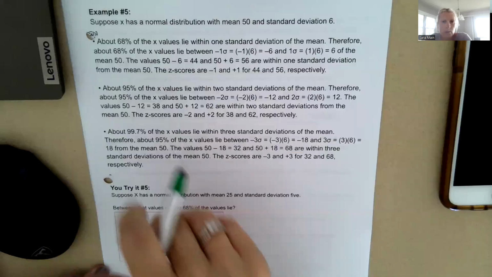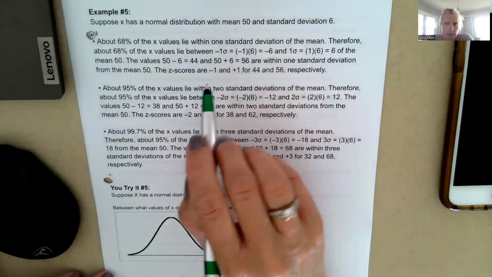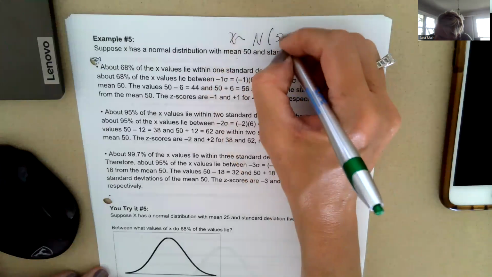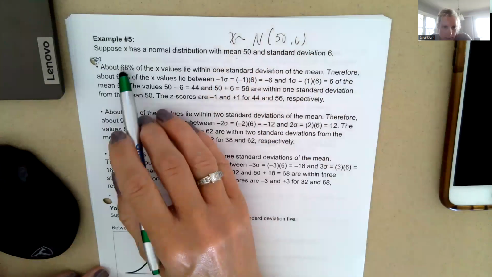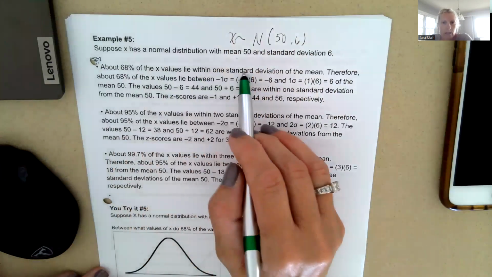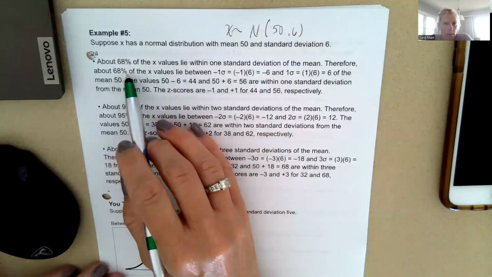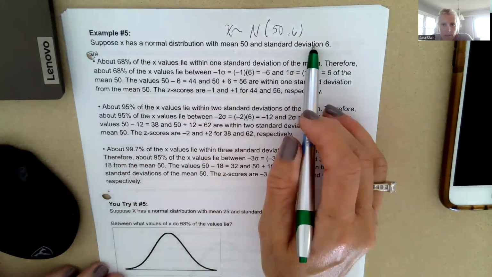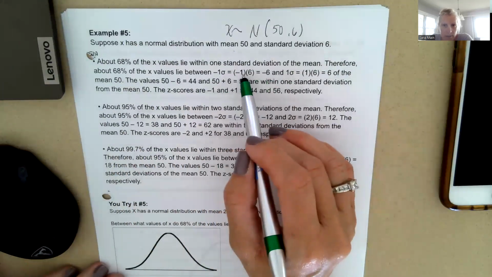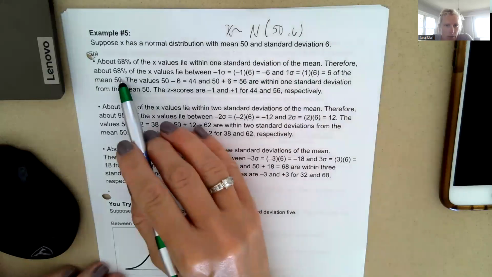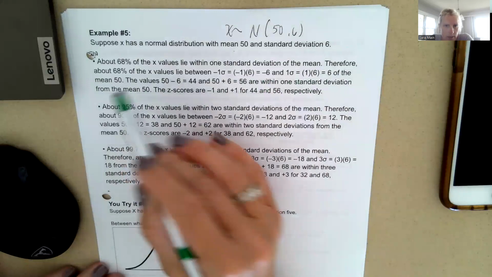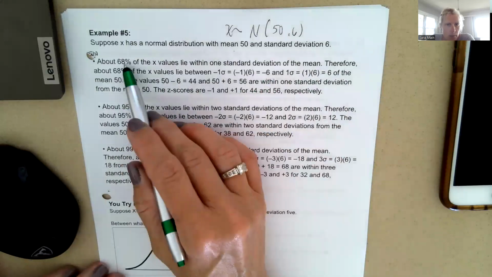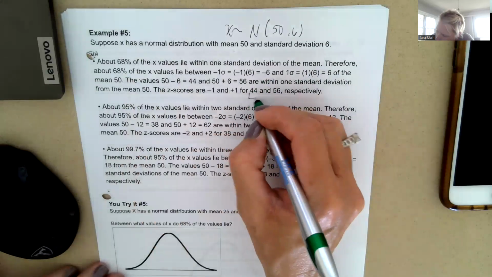Suppose X has a normal distribution with mean 50 and standard deviation 6. So X is distributed with 50 and 6. About 68% of the X values lie within one standard deviation of the mean. One standard deviation would be negative 1 times 6 up to positive 6, so between negative 6 and positive 6 of the mean 50. If you take 50 and subtract 6, that's 44, and add 6 is 56. So 68% of the data values should be between 44 and 56.